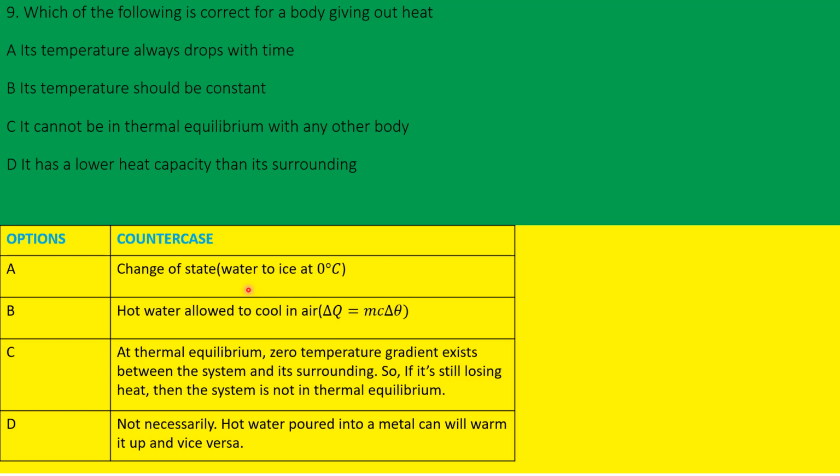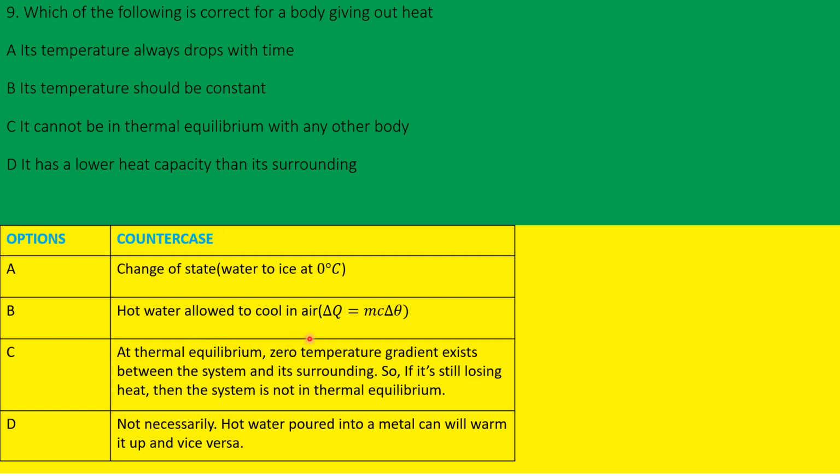So you're giving out heat and you are not changing temperature, right? Because of course you are giving out latent heat. Perfect. So of course your temperature stays constant and it does not change. So A is not true always. Its temperature should be constant. Oh, that's not true always.